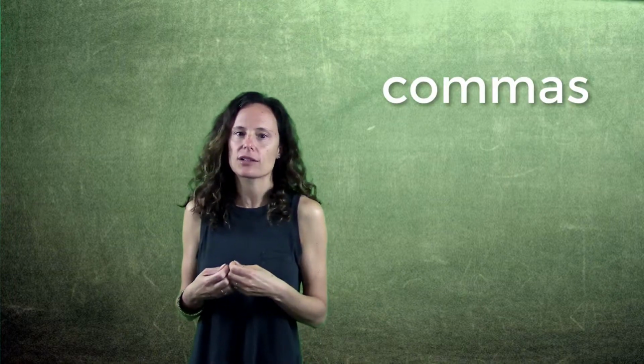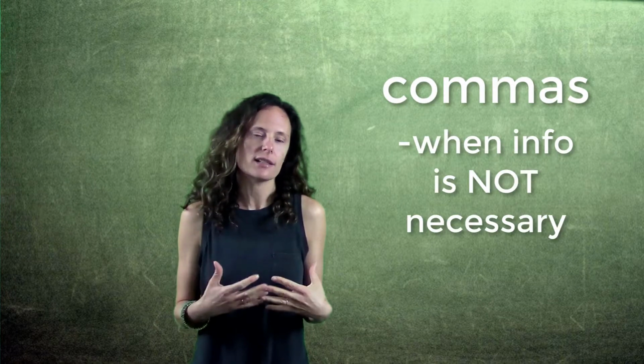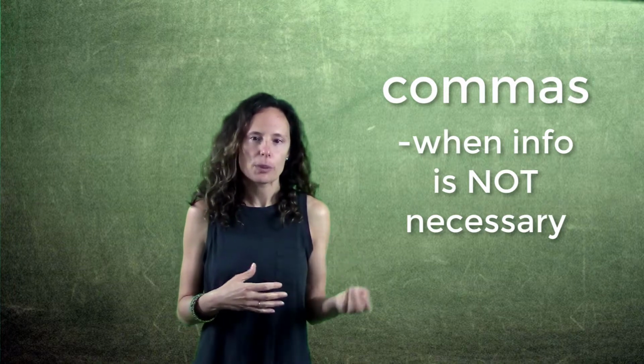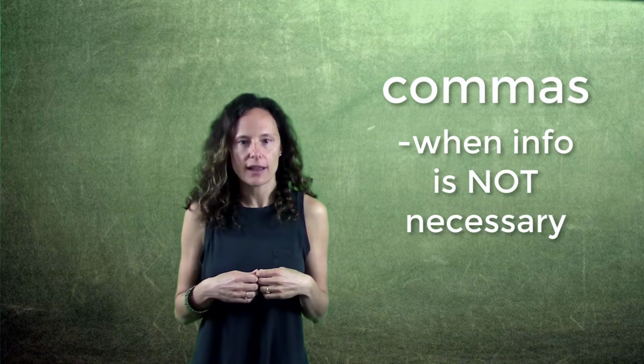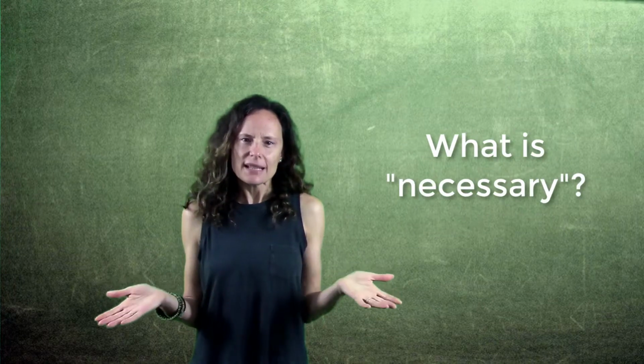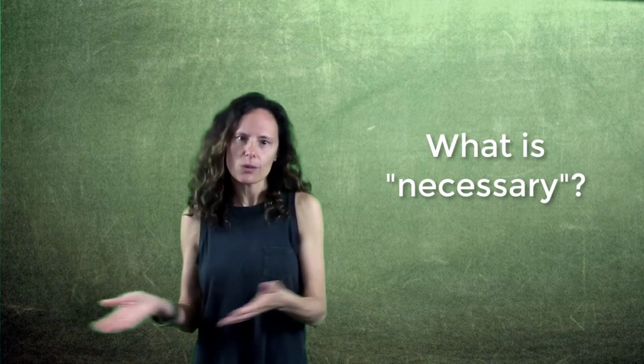Appositives must be set off by commas if they give us extra information that is not necessary to identify the person, place, or thing that they define. But what makes that information necessary or not necessary? Let's look at two examples.